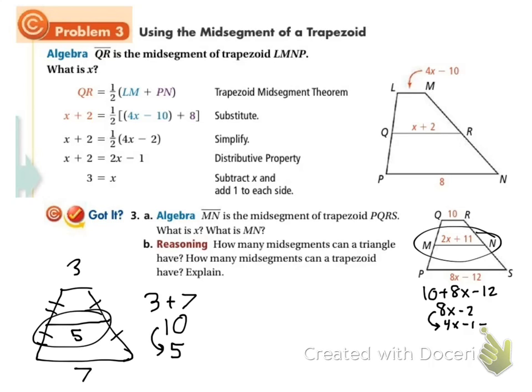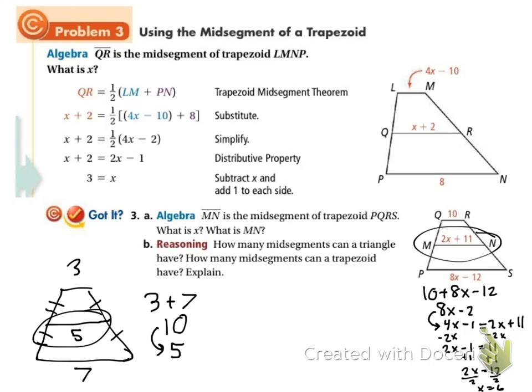So I can set this equal to 2x plus 11. And then I can solve for x. So I'll subtract 2x, and I get that 2x minus 1 is equal to 11. Add 1, and I get that 2x is equal to 12. If I divide that by 2, I get that x is equal to 6.